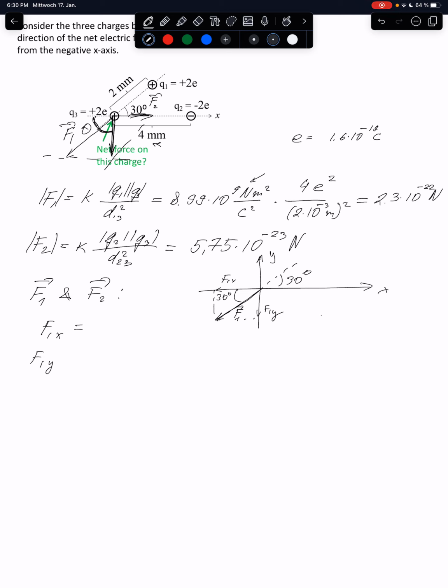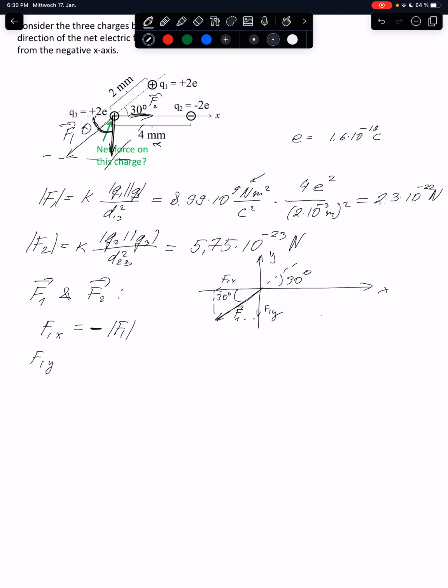F1y. For F1x, the first question I always want to ask is whether it's positive or negative. From the picture, you can see that it is in the direction opposite to the x-axis, and therefore it's negative. This is why the picture always helps you solve the problem. Just by drawing this figure, you will be able to see that this is a negative number for the x component of this force. So minus sign times the magnitude of this vector, F1.